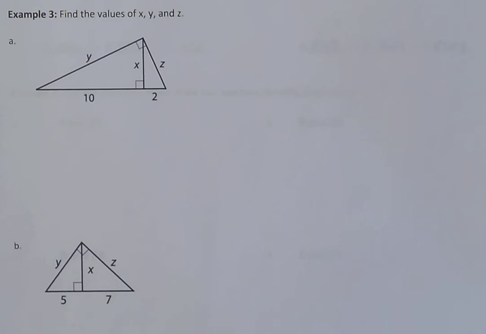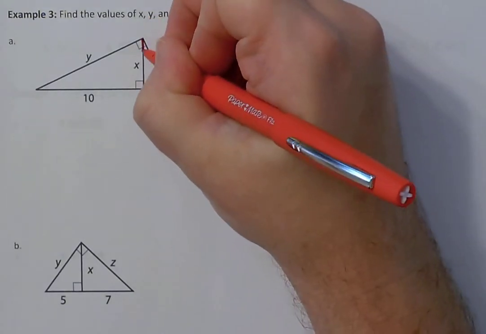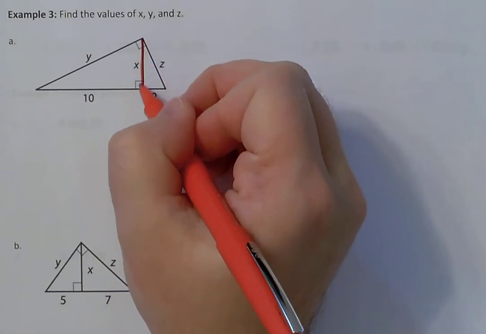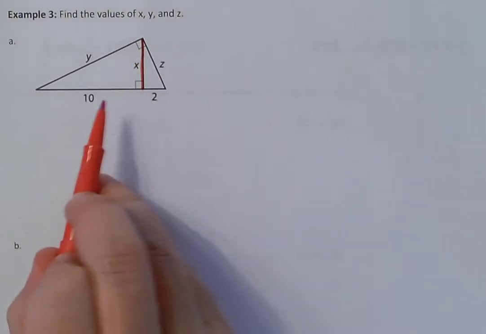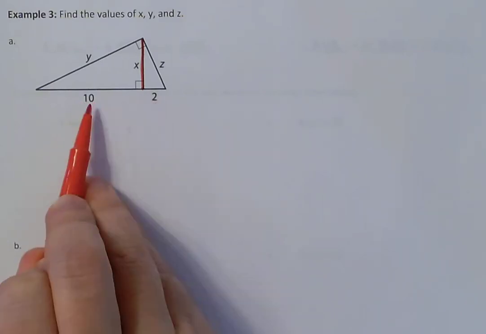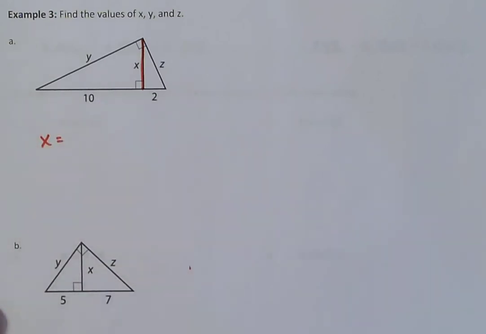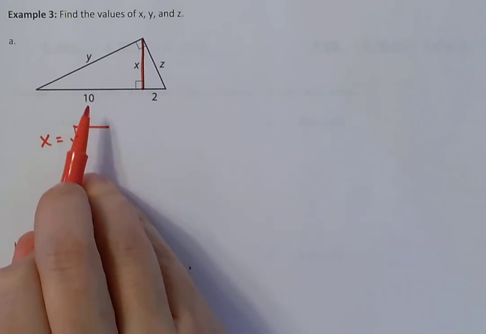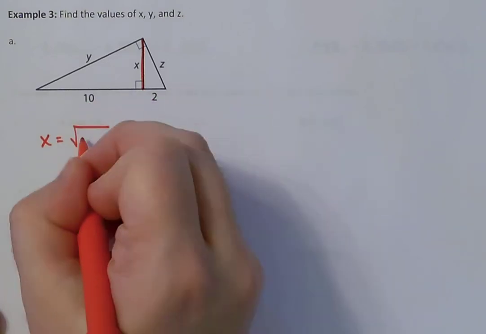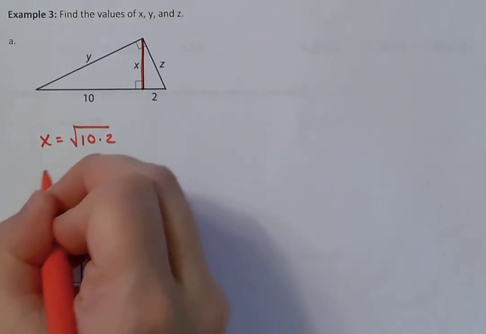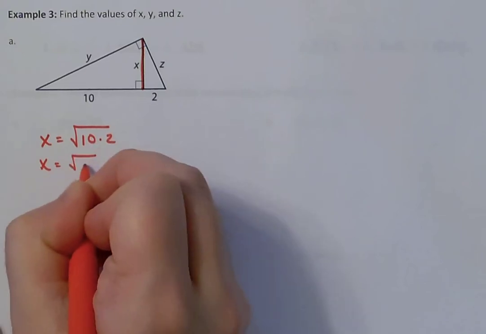Now, the first thing I'm going to do is figure out the length of x. This is considered our altitude of the hypotenuse. To figure out x, remember this is the line that went through the triangle, so it would be the geometric mean of these two numbers right here. So x equals the square root of these two numbers multiplied, 10 times 2. If we do 10 times 2, we end up with 20. So x equals the square root of 20.